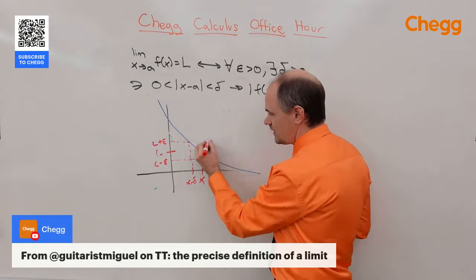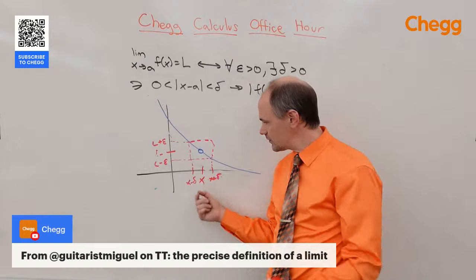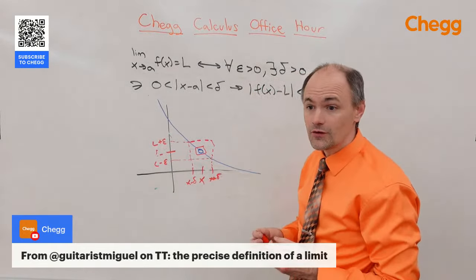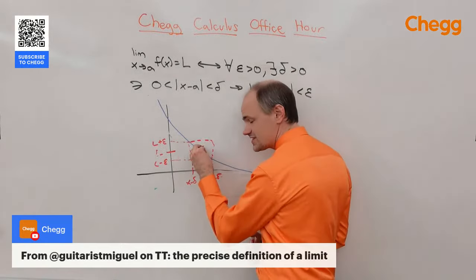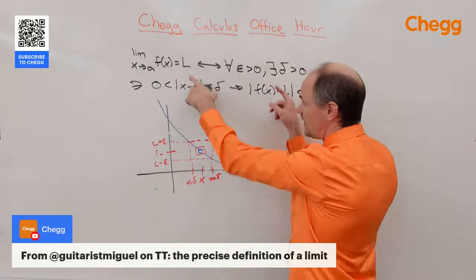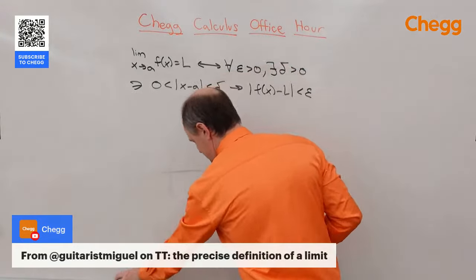And so what it does is it creates this box, and we want delta to get really small, creating smaller and smaller boxes, which makes epsilon really small, creating smaller and smaller boxes, and it zooms us in on that point. That's what this fancy lettering is saying.